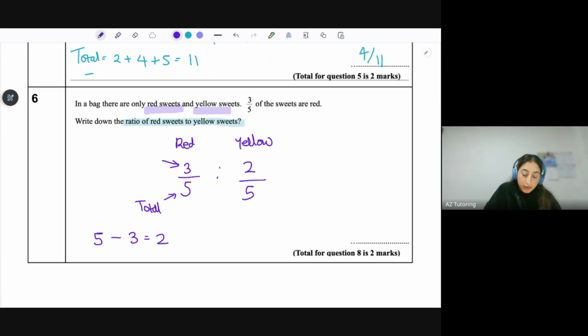But it says write down the ratio. It's not said write down the fraction. So if you're writing it in ratio form, it's just going to be 3 to 2. We don't write the fraction part. Therefore, there's 3 red and 2 yellow.